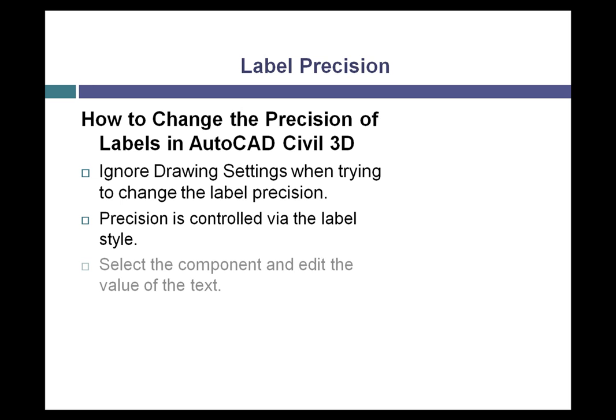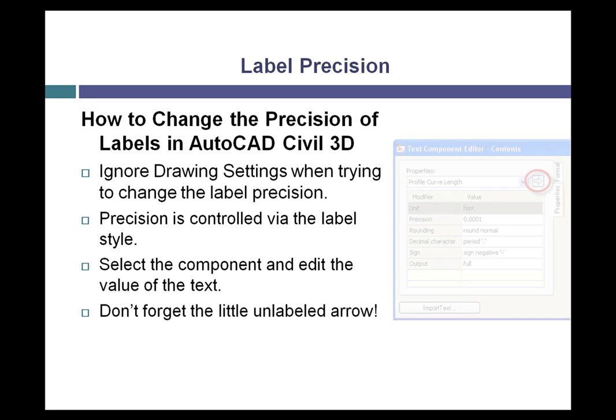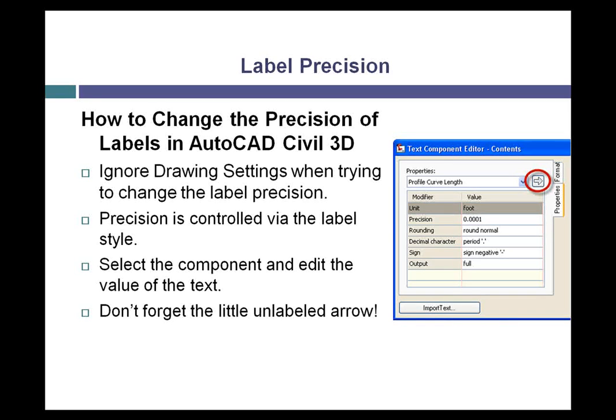Once you're editing the label style, you need to select which component you want to edit and then go into the value of the text and edit it there. One thing I always need to talk about is this little unlabeled arrow. Make sure you press it. Make the change and hit the arrow. If you don't hit the arrow, it will not apply the change to your label. And I'll talk more about this in our example. Speaking of example, let's go ahead and see this in action.